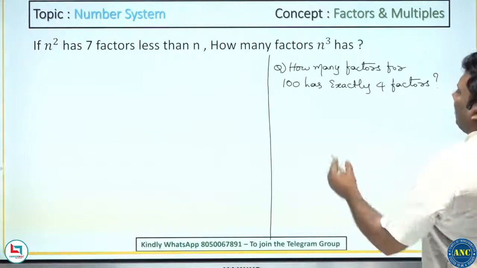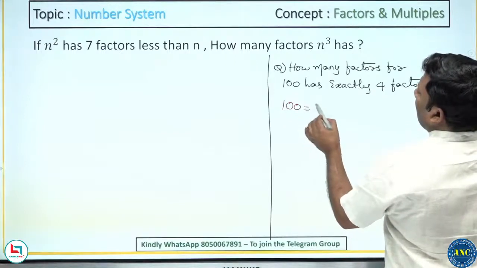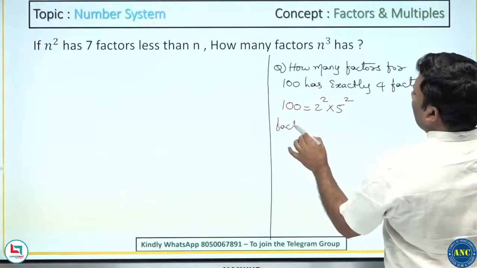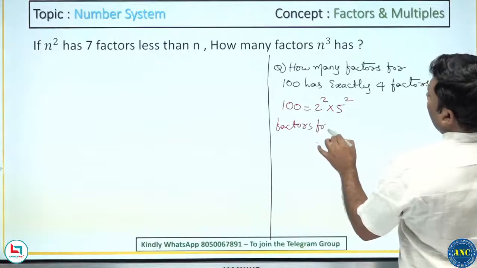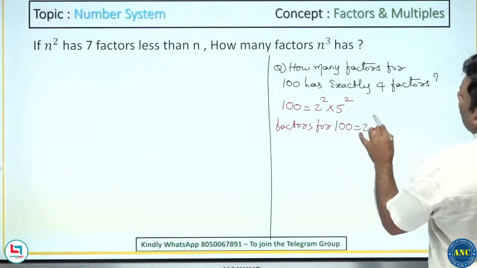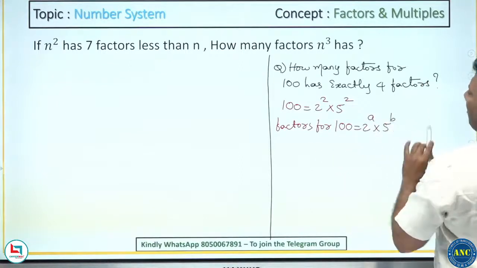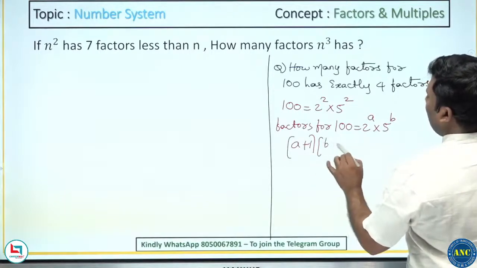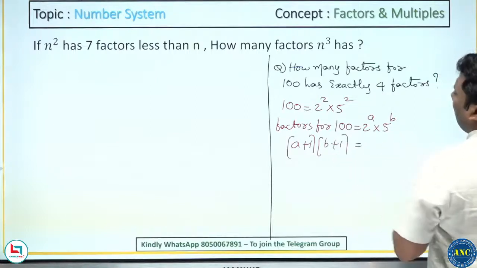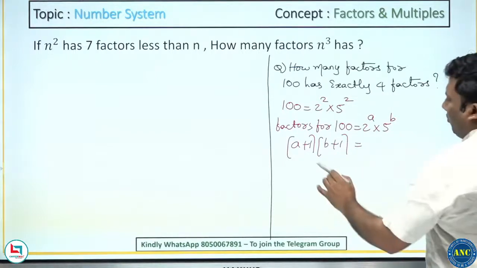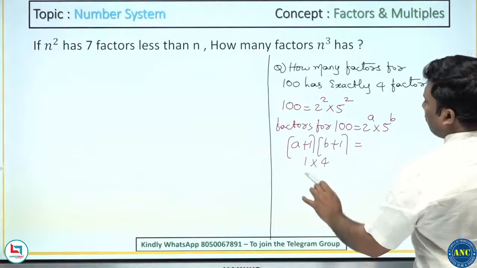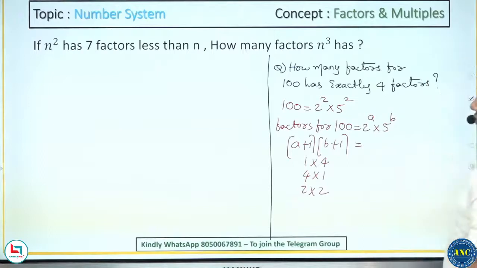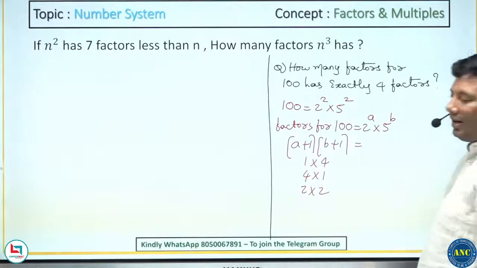How many factors of 100 have exactly 4 factors? 100 can be written as 2 square into 5 square. Factors of 100 will be of the form 2 power A into 5 power B. So the number of factors is A plus 1 into B plus 1. It should have 4 factors. 4 factors means 1 into 4, 4 into 1, 2 into 2. I hope the idea is clear.